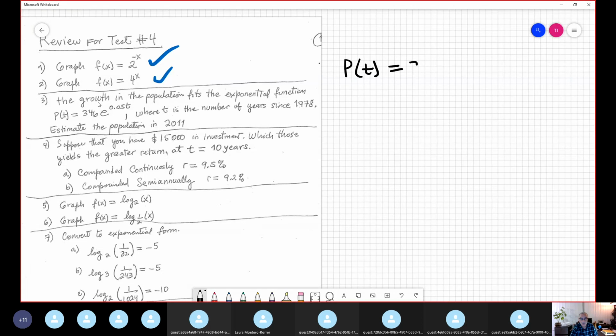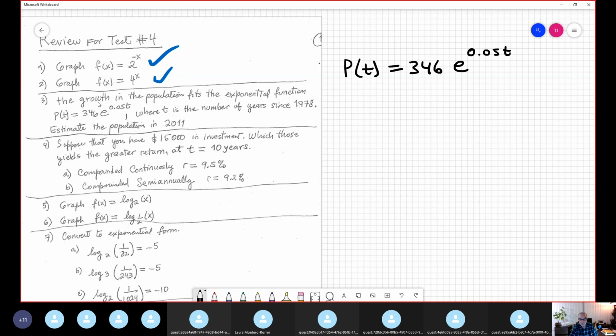is equal to 346, this is the initial value, e to the 0.05t. And it's clear that k is positive. That is the reason it's exponential growth, increasing, where time is the number of years since 1978. Estimate the population in 2011.